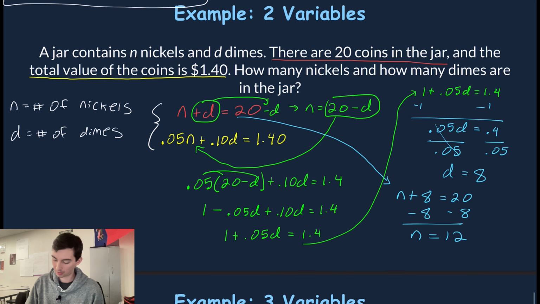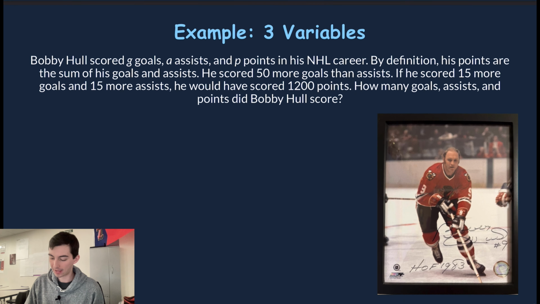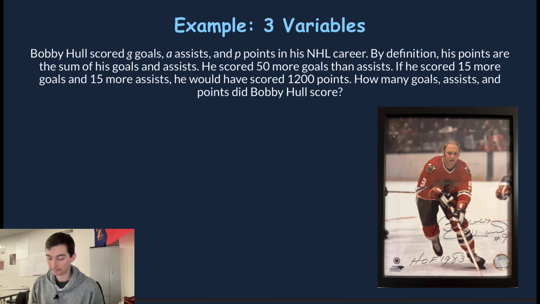Now let's do one that has 3 variables. I love this equation because it combines two things that I love, math and hockey. So let's give it a read. Bobby Hall scored G goals, A assists, and P points in his NHL career. By definition, his points are the sum of his goals and assists. He scored 50 more goals than he did assists. And if he scored 15 more goals and 15 more assists, he would have scored 1,200 points. How many goals, assists, and points did Bobby Hall score?